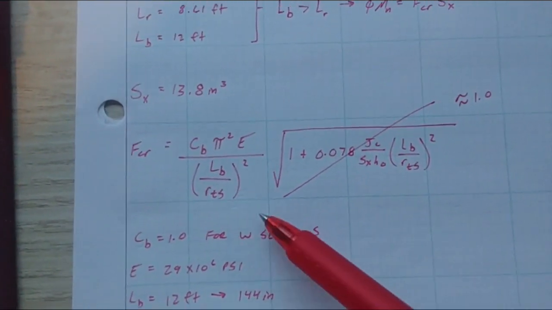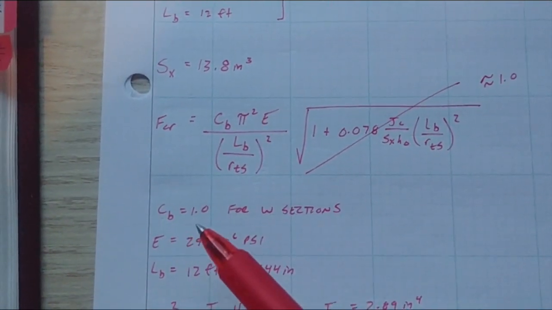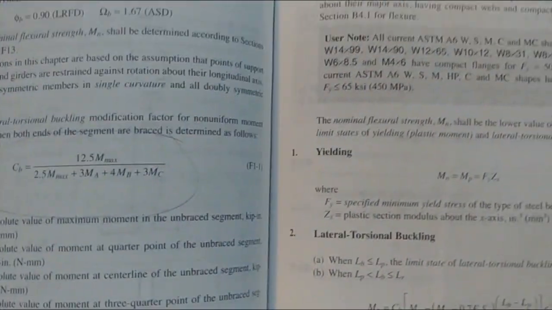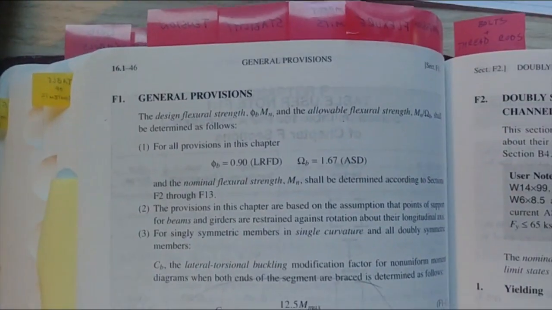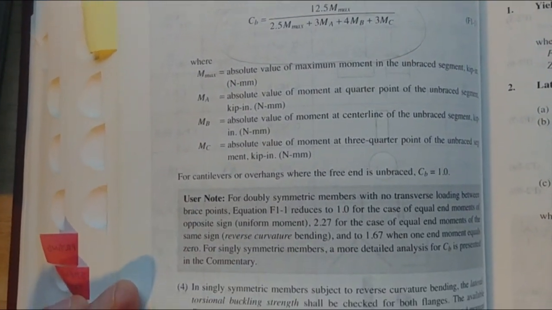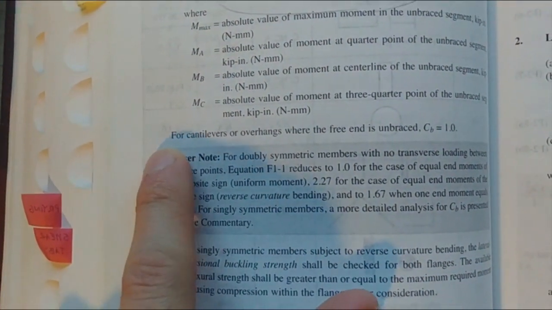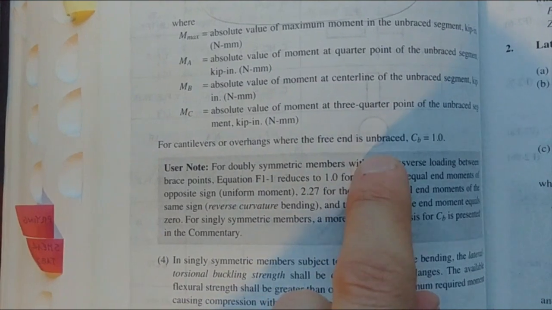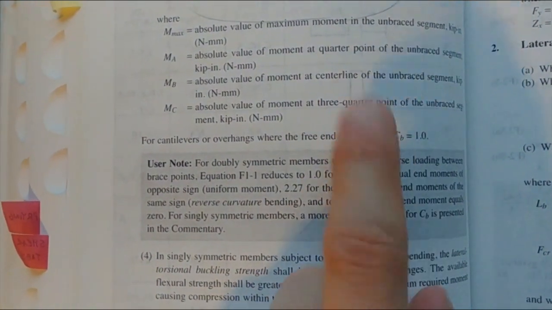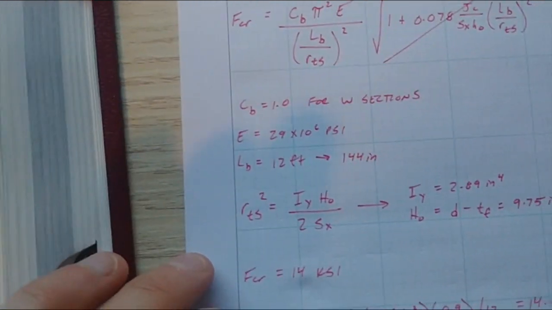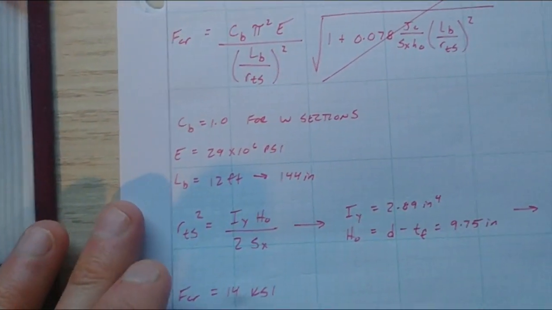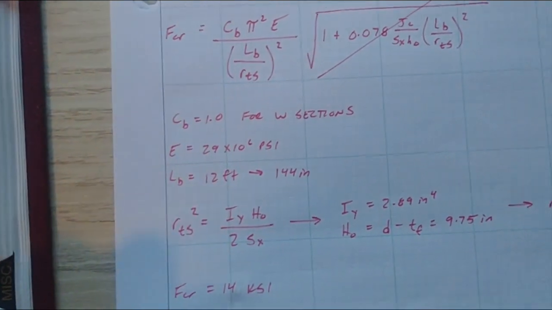What does that leave us with? Well, CB, we also know is 1.0. If you would go back, again, this is section F2, and it talks about, in section F1, general provisions, your CB and all your cases on what that might be. And if you read through this, you'll find it says right here, for cantilevers or overhangs where the free end is unbraced, which we have, CB equals 1.0. So that's why CB is 1.0. Still read that whole section to know when different things apply.